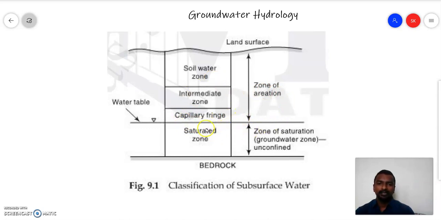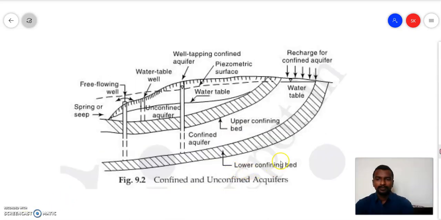Now we will discuss in detail the saturated zone, which is the groundwater zone. This is also called unconfined. Now we will discuss all the terminologies related to the groundwater zone. With the help of this figure, we will discuss the saturated zone in detail. This figure is about confined and unconfined aquifers, and it has a connection with the saturated zone. In the previous figure the water table was shown. This is the water table line, and below this is the saturated zone.